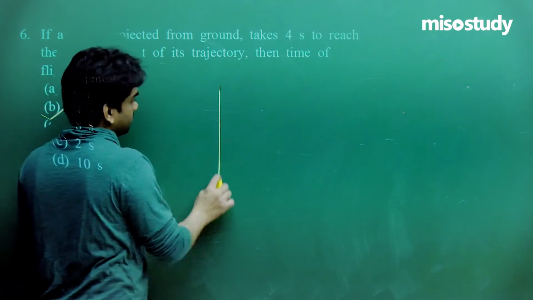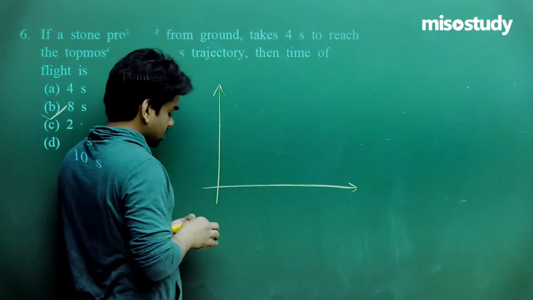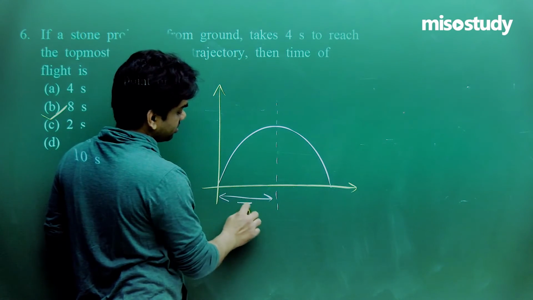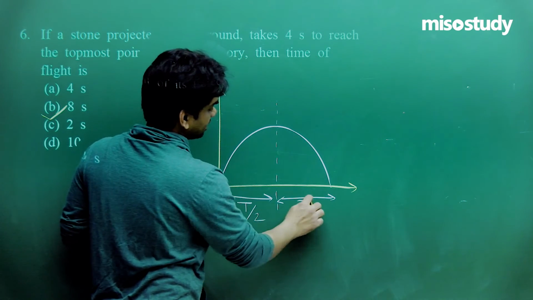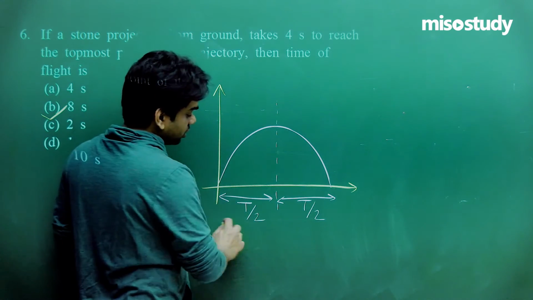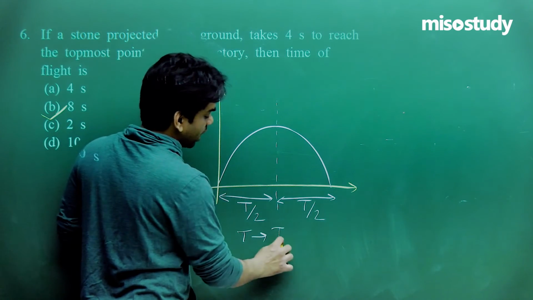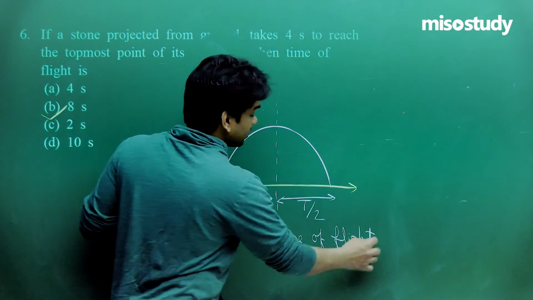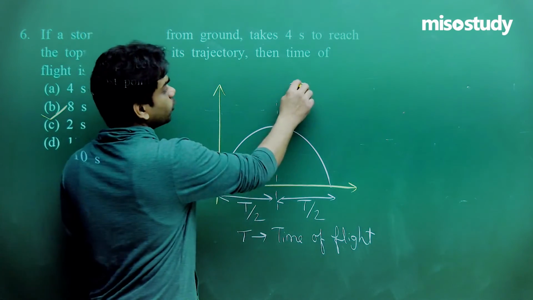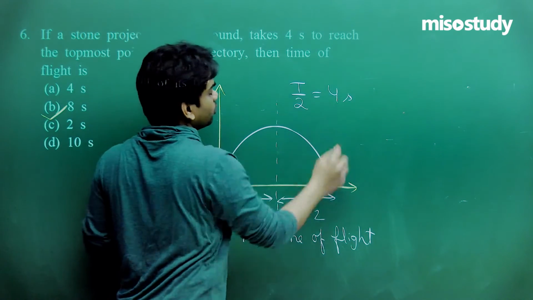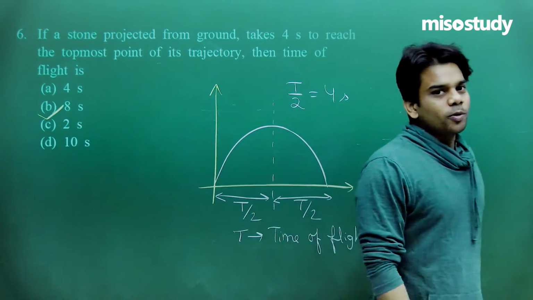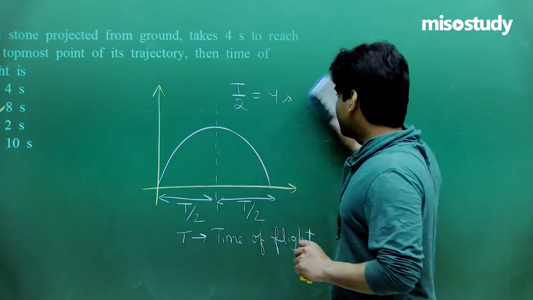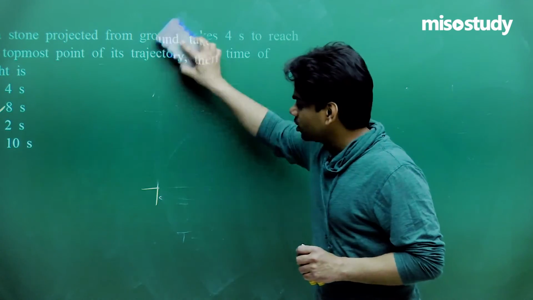How come that? This is the path. If I show you the projectile in this way, to reach here, it takes t by 2. Then the next half is covered with another half time. T by 2 is the half of time of flight, where capital T is time of flight. And this time, t by 2, is given as 4 seconds. So t will be equal to 8 seconds. That's quite obvious. So option number B I have chosen as the right answer, and that is actually the right answer. If you know this basic concept, you can easily mark the option in your examination.